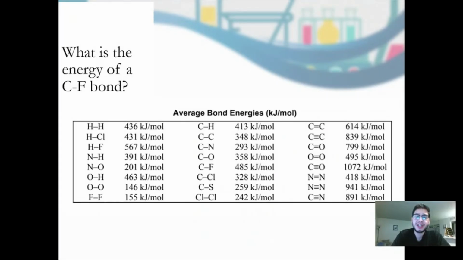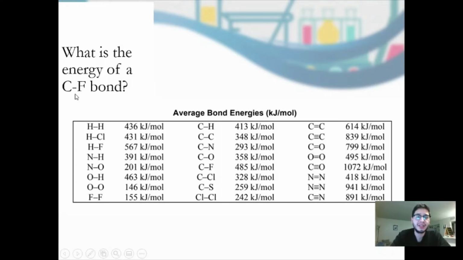Determining the bond energy of bonds is very easy. It's super basic. This question is asking, what is the energy of a carbon-fluorine bond? The trick is that first you have to determine whether this is a single, double, or triple bond. This CF, I only see a single bond. So I'm going to focus on single bonds only, which means I'm going to ignore this column, because this column is double and triple bonds.